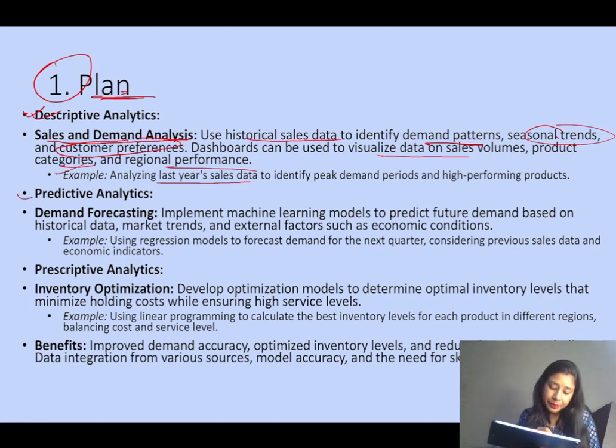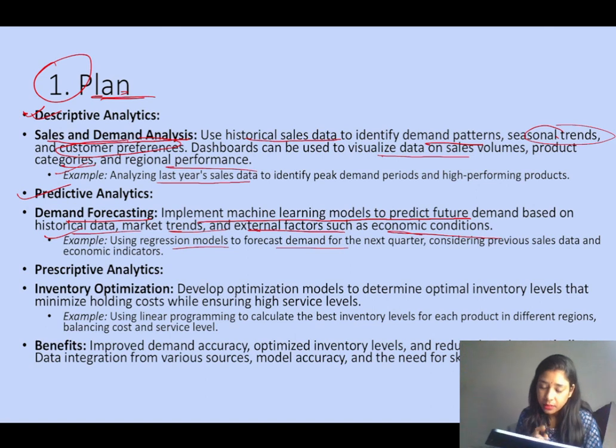Then in predictive, it can be used for the demand forecast. We have repeatedly been discussing this, that by using some machine learning models we can predict the future demand based on the historical data, market trends and external factors such as the economic condition. An example can be, you can use a regression model to forecast the demand, right. With a regression model you can forecast demand for the next quarter considering the previous sales data. For reference, you will use previous sales data and economic indicators like GDP or whatever.